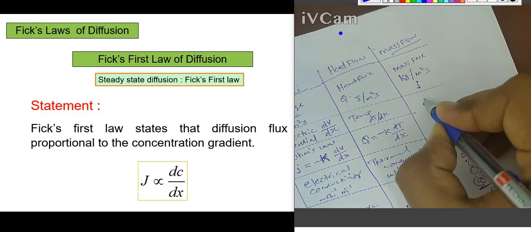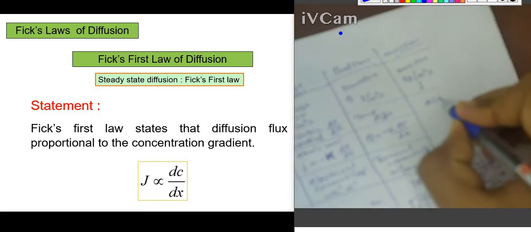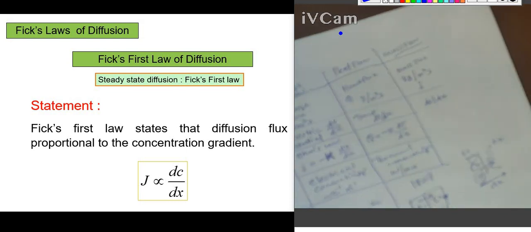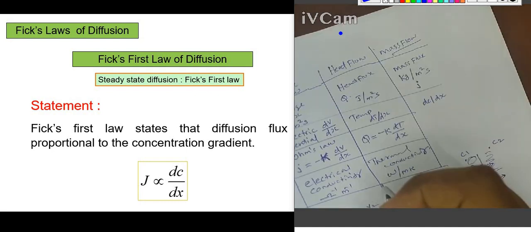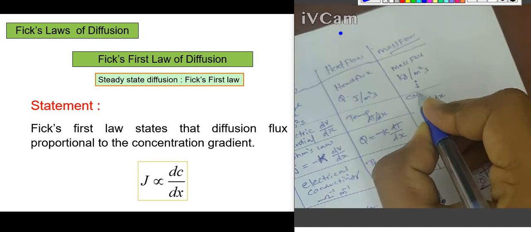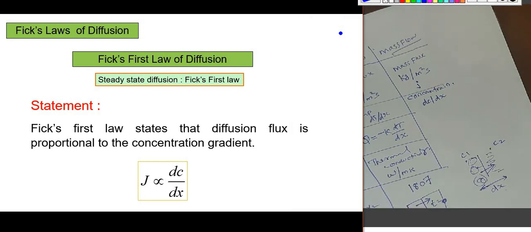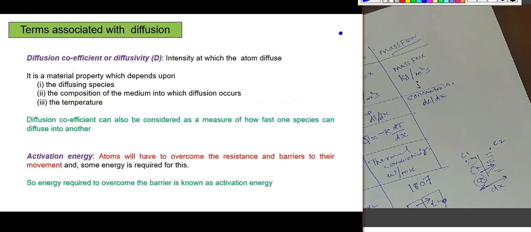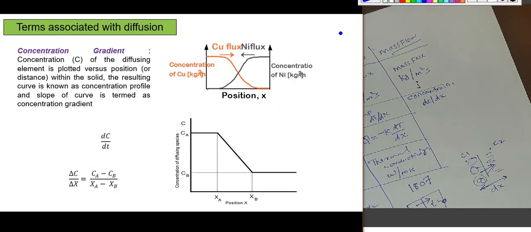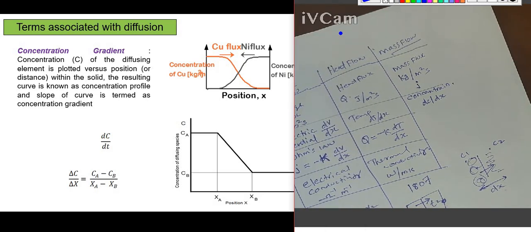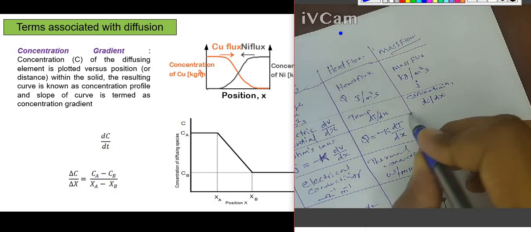Okay, dc with respect to dx. So dc by dx is the gradient. That is the concentration gradient. We already discussed the concentration gradient in the last portion. So this one is the concentration gradient, dc by dx, that is Ca minus Cv by Xa minus Xv. So this concentration gradient is the gradient of mass flow.